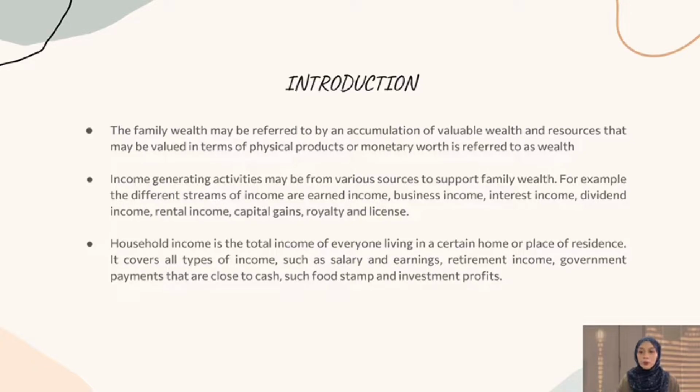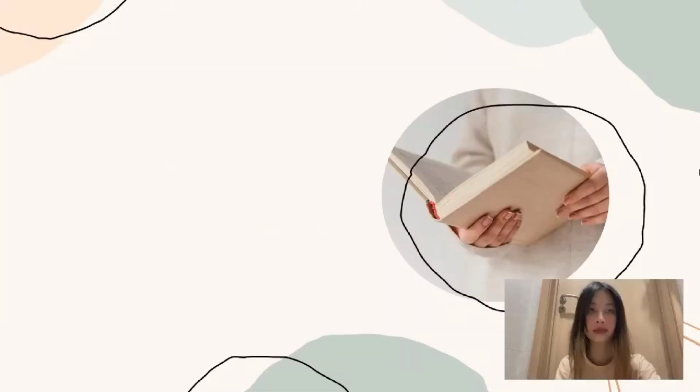Household income is the total income of everyone living in a certain home or place of residence. It covers all types of income such as salary and earnings, retirement income, government payments that are close to cash, such as food stamps, and investment profits. This is the method part.